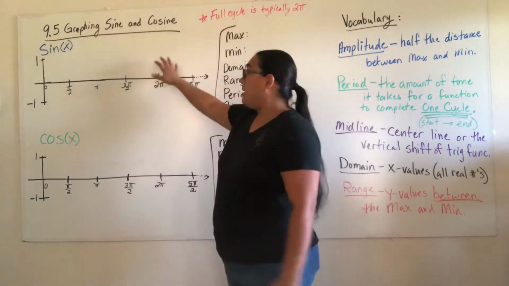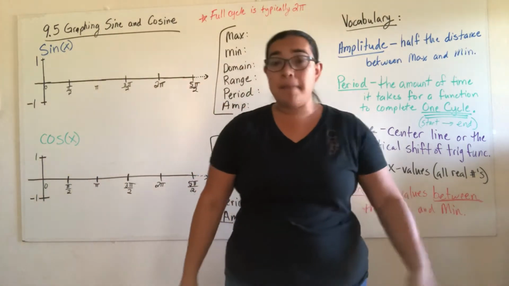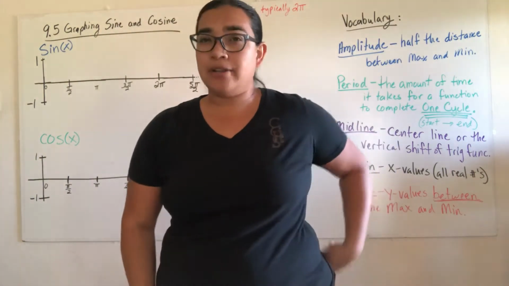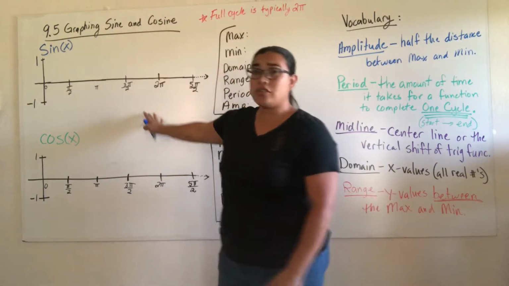I already have a sine graph ready to go and a cosine graph ready to go. I haven't plotted it yet because I want you guys to see how to plot it and also to memorize some patterns that they have. So starting off, take a look at the values I already have here.